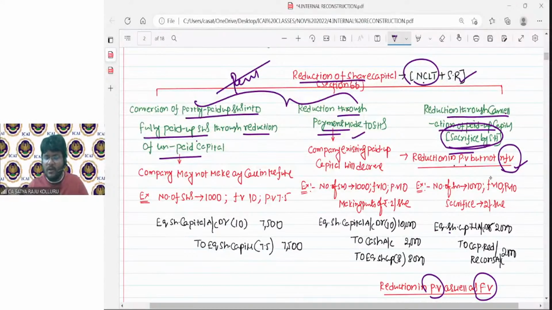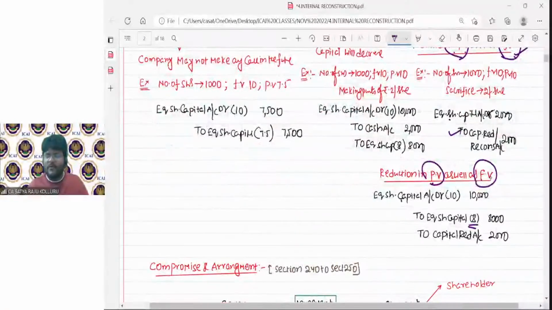Sir, if the reduction is in paid up value but not in the face value, then to the extent of reduction, you can simply transfer it to the reconstruction account. If the reduction is in both paid up value as well as face value, then you should cancel the existing face value and credit the new face value. The difference you can transfer to the reconstruction account.